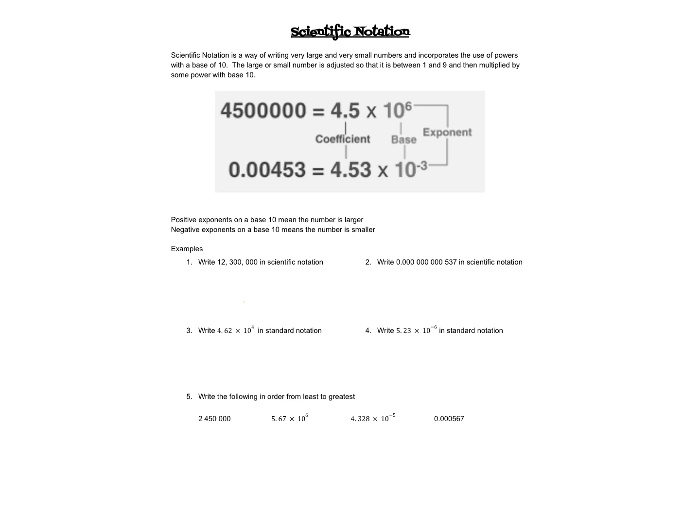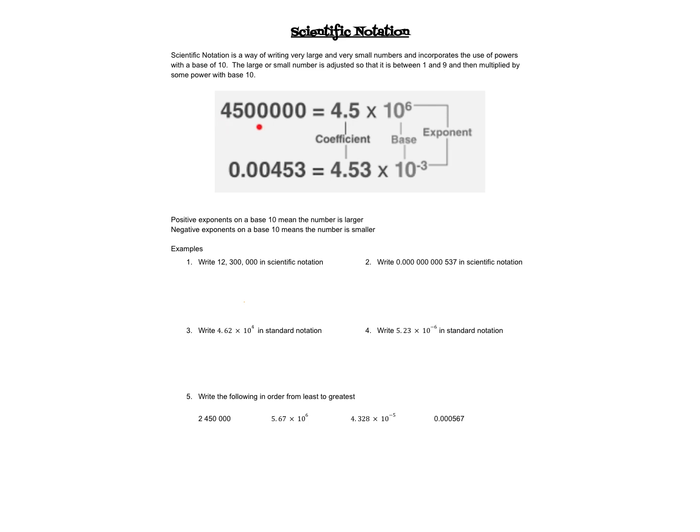Welcome to this video on how to write numbers in scientific notation. Scientific notation is a way of writing very large and very small numbers and incorporates the use of powers with base 10. The large or small number is adjusted so that it is between 1 and 9 and then multiplied by some power with base 10.